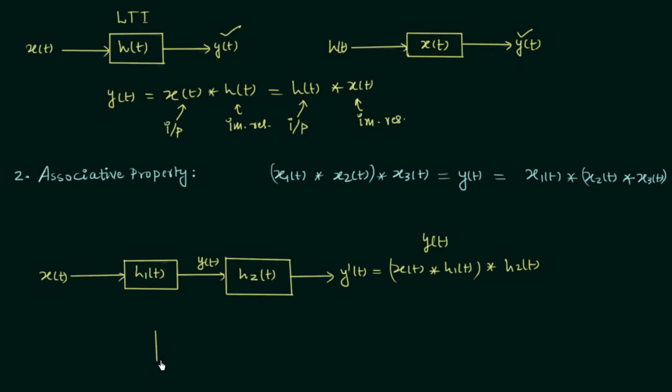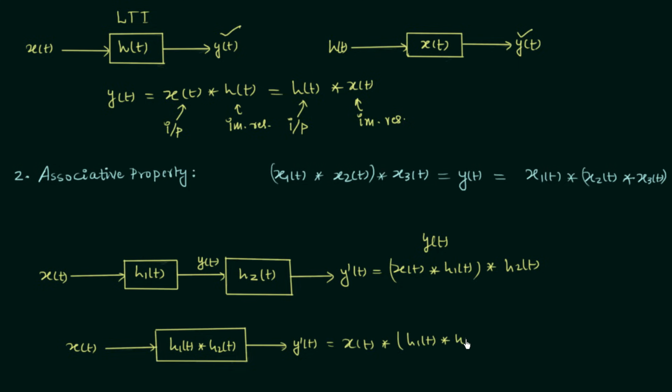So this time we have one system only, and the system is having the impulse response equal to h1(t) convolved with h2(t), and the input to the system is x(t). The output of the system is y'(t), and it is equal to x(t) convolved with h1(t) convolved with h2(t). So this is how the associative property is related to these systems.